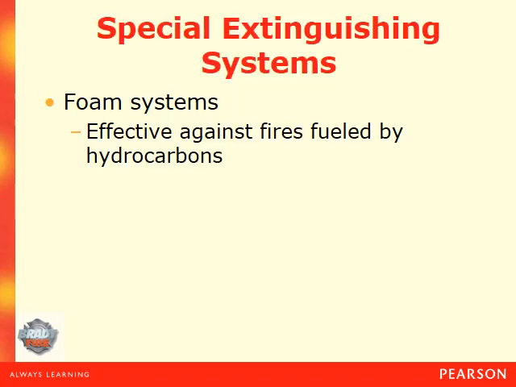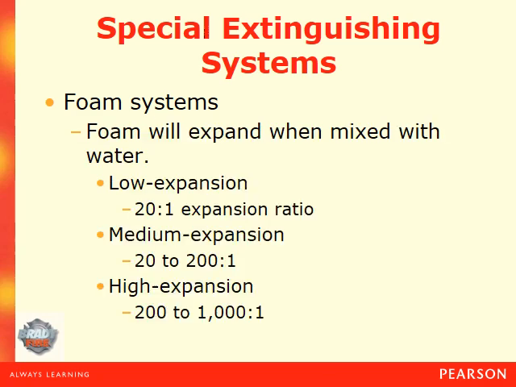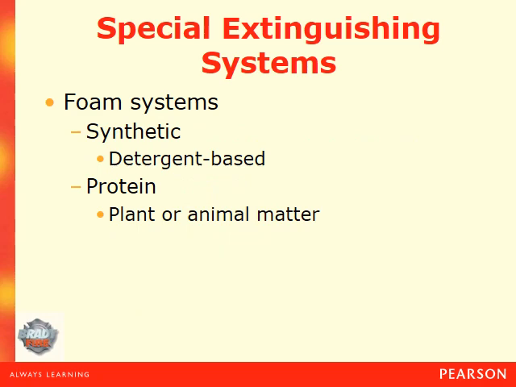Another type of system is your foam system. This is effective against fires fueled by hydrocarbons. Foam will expand when mixed with water, and you have three different types: low, medium, and high. That basically refers to how much bubble you're going to get versus water ratio. Foam can be a detergent base, known as a synthetic, or it can be a protein, which is made usually from plant or animal fat matter.